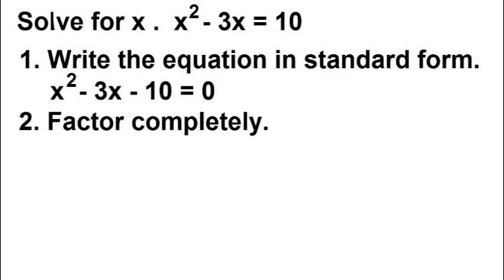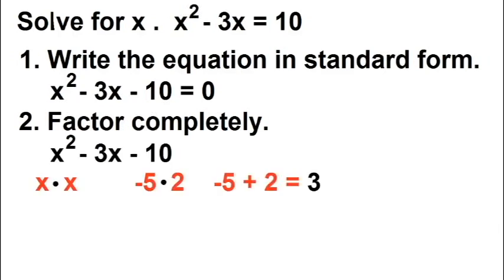Next is factor completely. Factor the polynomial on the left side of the equation, which is x squared minus 3x minus 10. This is a trinomial with leading coefficient equal to 1. To factor, think of two numbers that will give you a product of negative 10 and a sum of negative 3.